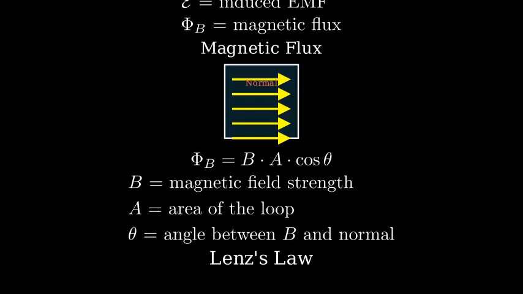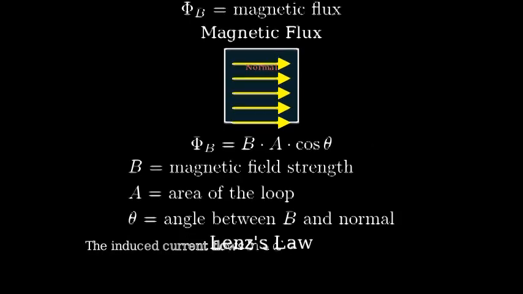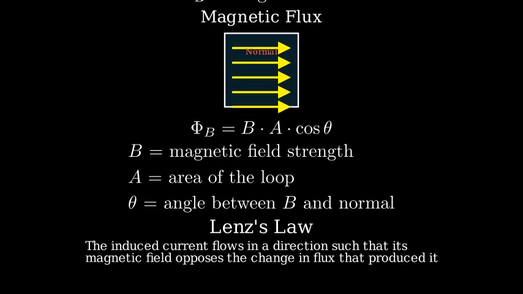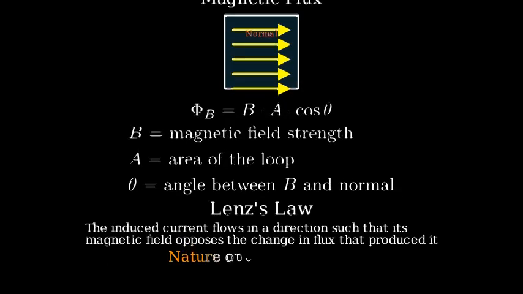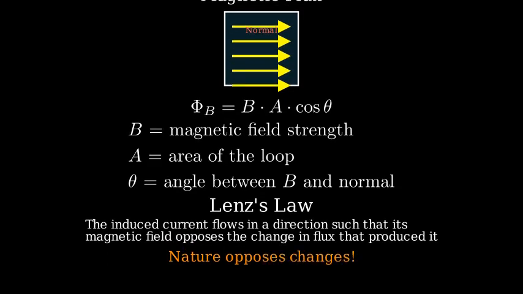Now, let's move on to Lenz's law. Lenz's law gives us the direction of the induced EMF and current. It states that the induced current will flow in such a direction that its magnetic field opposes the change in magnetic flux that produced it. This is nature's way of opposing changes, a fundamental principle of electromagnetism.